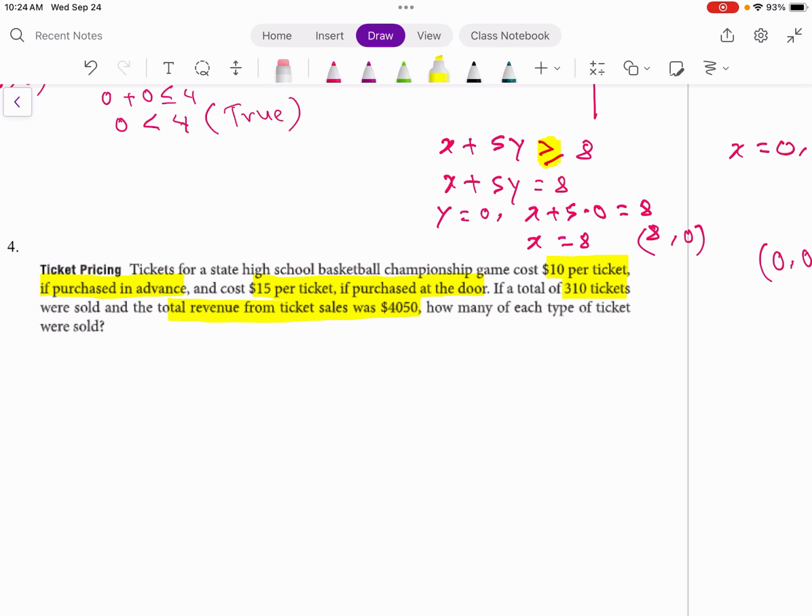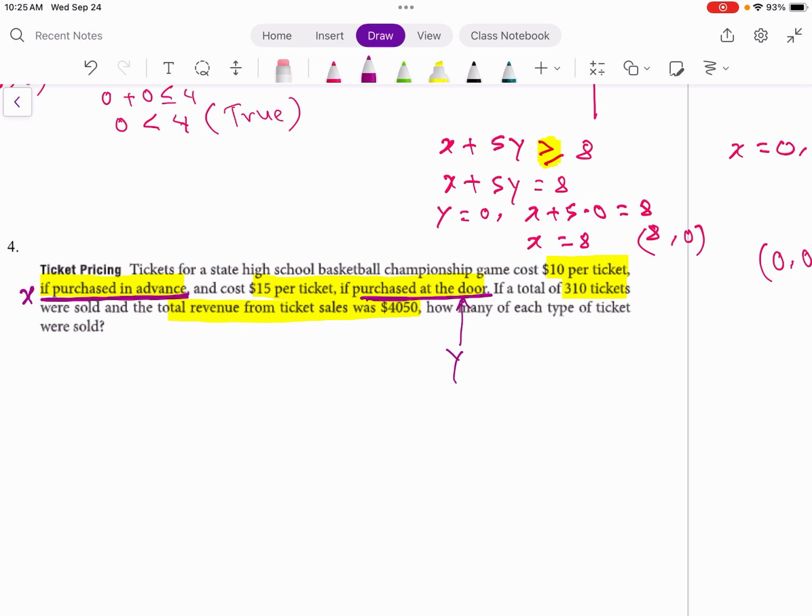If you buy a ticket before the game, or in advance, then it costs you $10, right? And if you buy a ticket at the door, it costs you $15. It means we have two types of tickets, right? So let's call X the tickets purchased in advance, and for the tickets purchased at the door, let's call it Y. So we have two variables. X represents the number of tickets purchased in advance. Y represents the number of tickets purchased at the door.